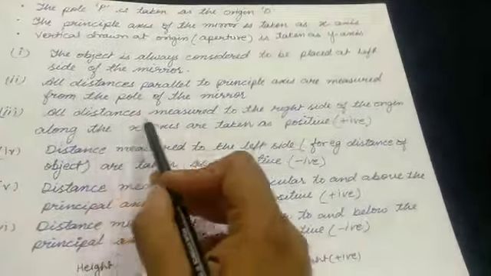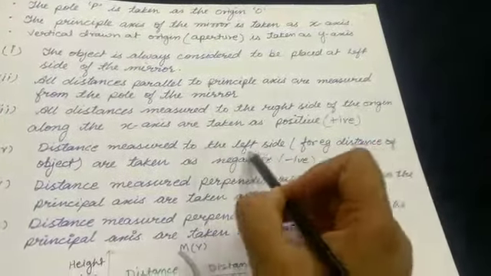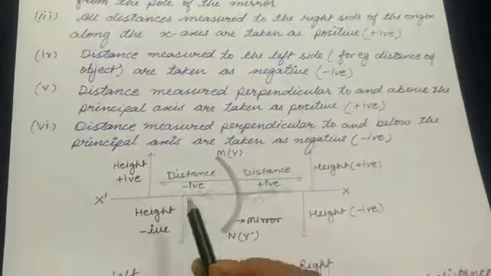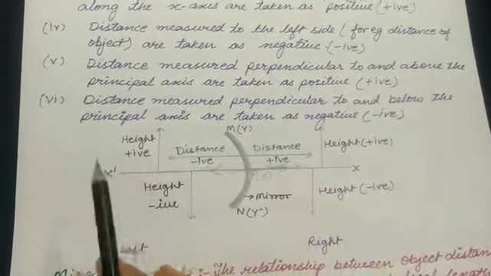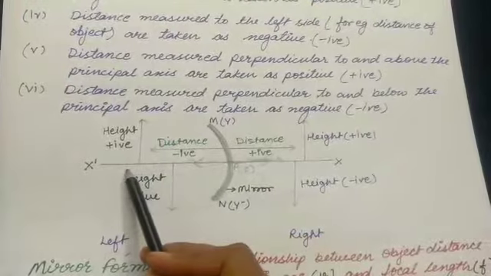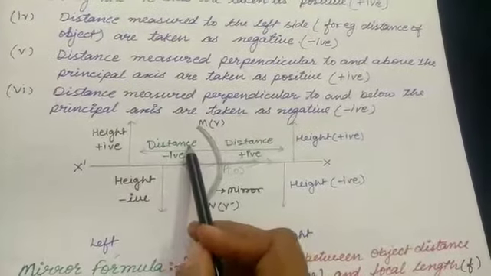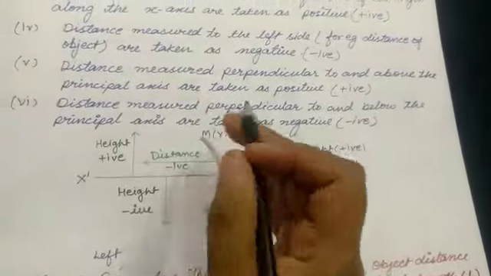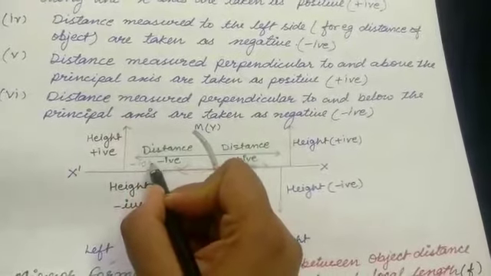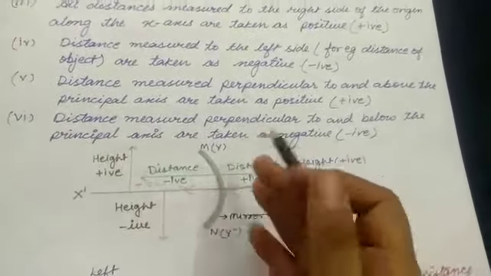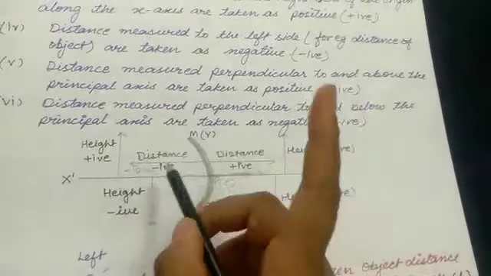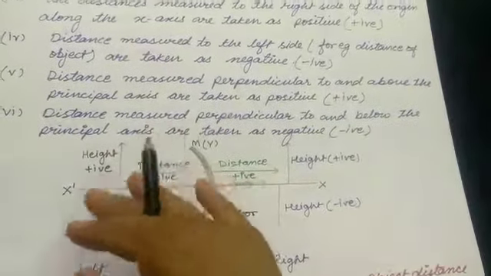Now, all the distances measured to the left side, for example the distance of the object, are taken as negative. In every case the object is going to be kept on the left side, so the distance of the object from the mirror will always be negative. If the object is kept at 10 centimeter from the mirror, the value will be minus 10 centimeter. And in most cases of a concave mirror, the images are formed here only, so the distance of the image will also be negative in that case.